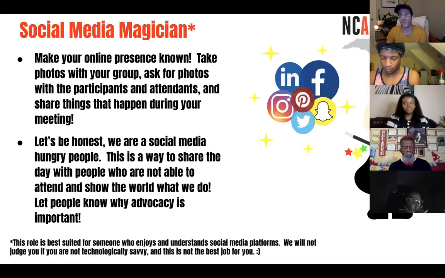I will note that there's a little asterisk down there in case you can't read it. This role, I will say, typically is best suited for someone who enjoys and understands social media platforms. So no judgment if you are not that technologically savvy person and don't know how to work Facebook and Twitter, but maybe this is not the best job for you. No shame, no stigma, but maybe just defer to someone who's a little bit more comfortable.